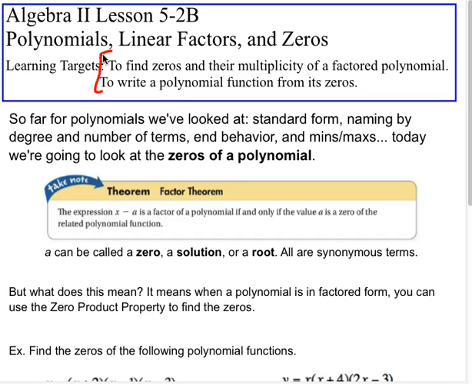So far for polynomials, we've looked at standard form, naming by degree and number of terms, and behavior and mins and maxes. Today we're going to begin looking at the zeros of a polynomial.